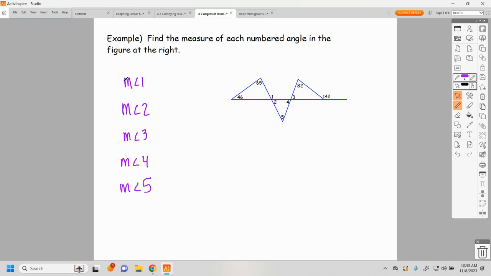Okay, so guys, to get angle 1, you're going to use that exterior angle theorem. All right, the two remotes are 46 and 65. 46 plus 65 gives me 111.